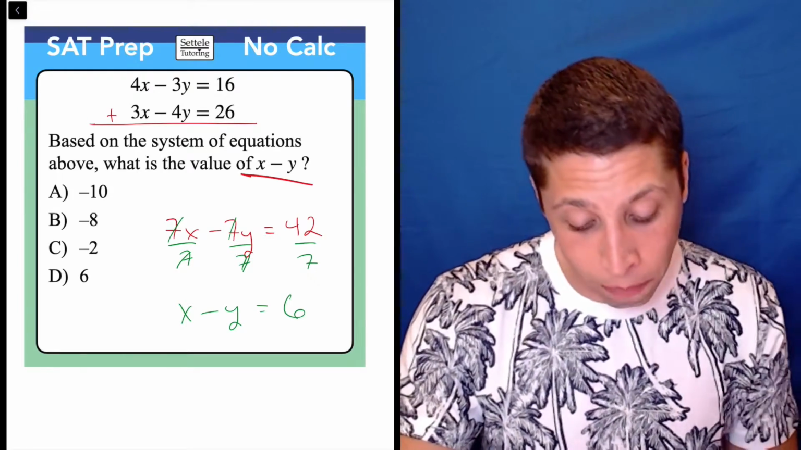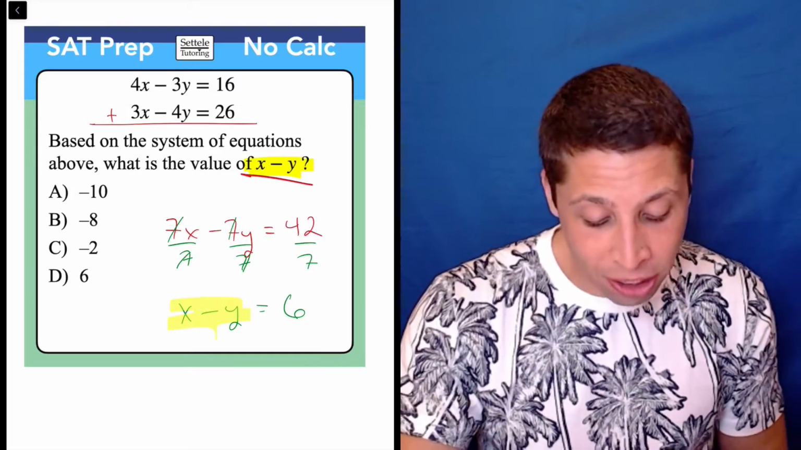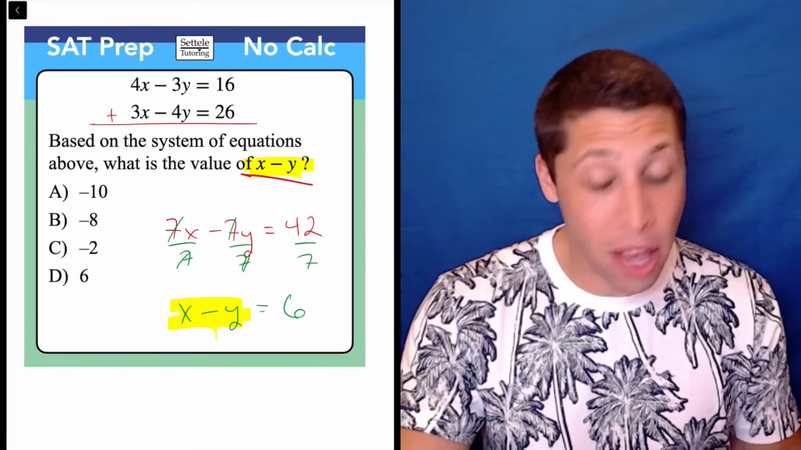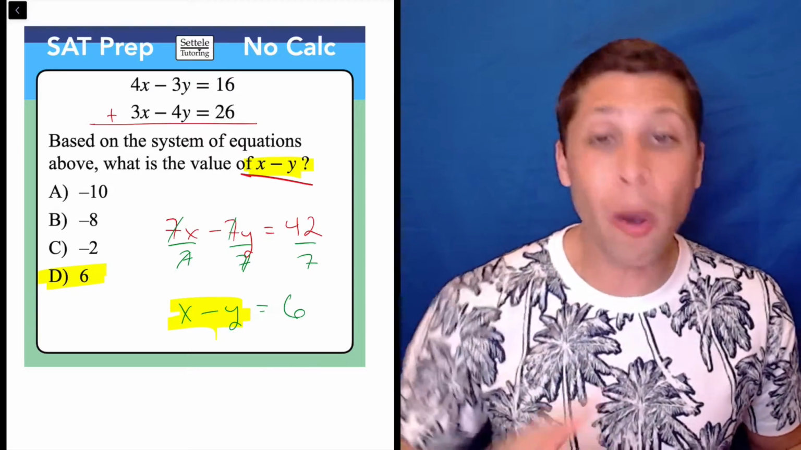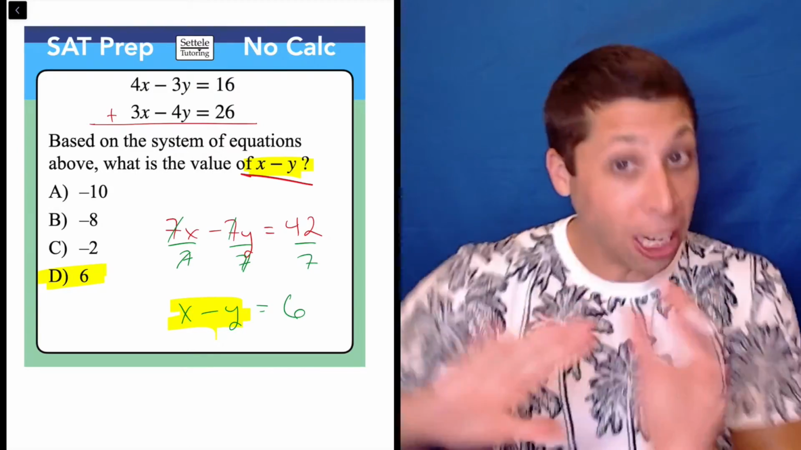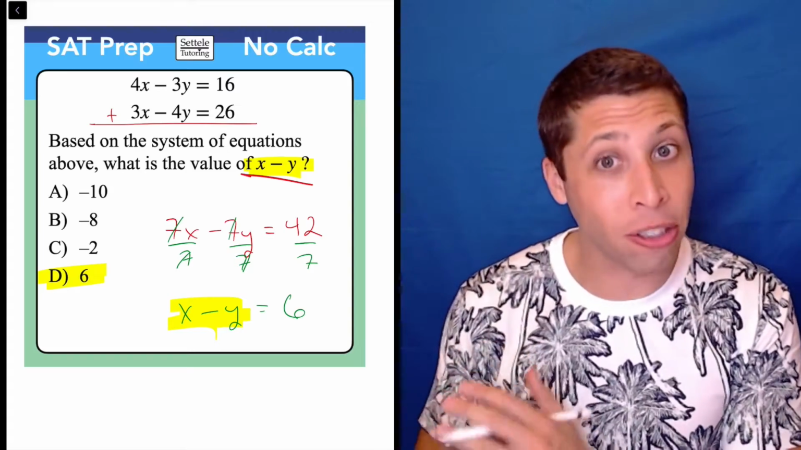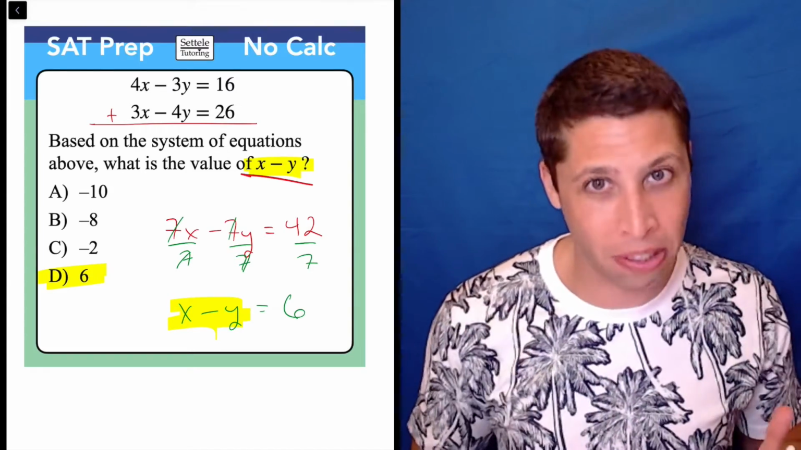Now, why is that helpful? Well, the thing I just found happens to be the thing that they wanted. So there we go, I'm done. I never need to know what x is equal to. I never need to know what y is equal to. I could have found those things using elimination or substitution, but this was obviously much faster.